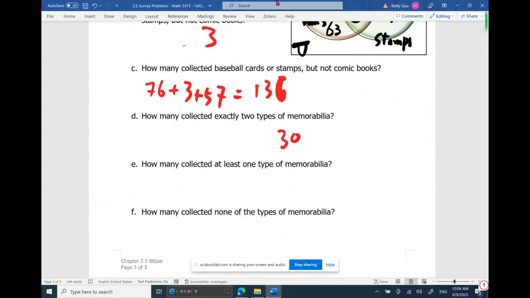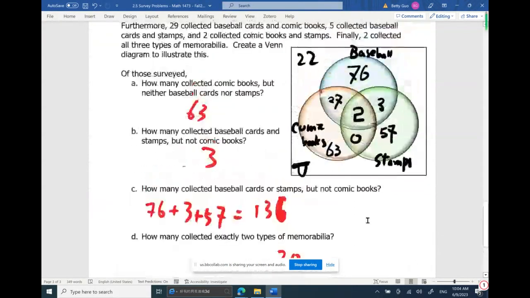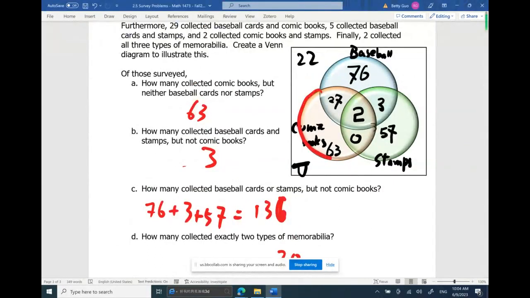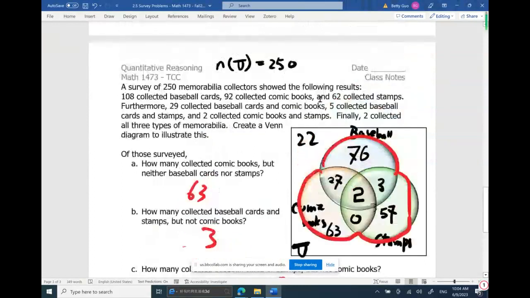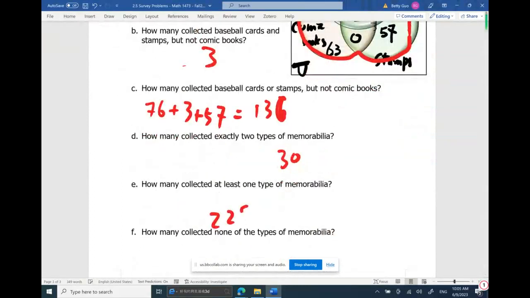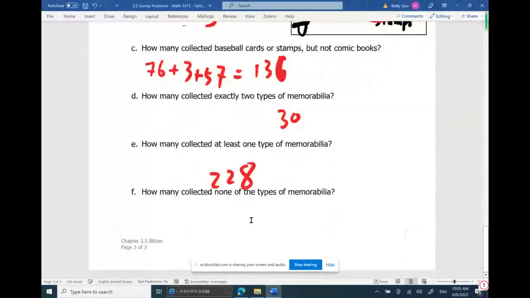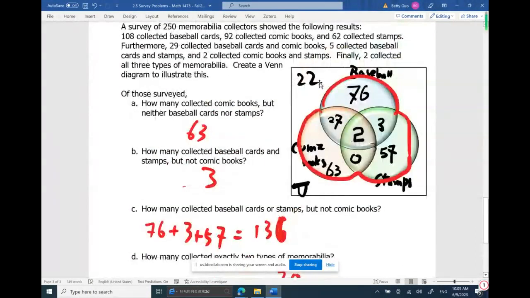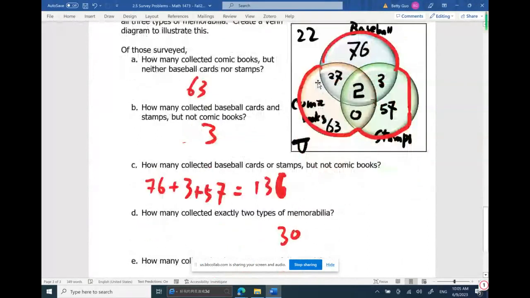How many collected at least one type of memorabilia? At least one of the 3. Then the region would be this, and we already figured out that is 228 elements. F, how many collected none of them? So 22, because we have 22 elements outside of at least one. So those 22 collected none of the three.